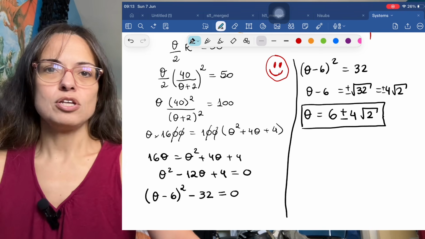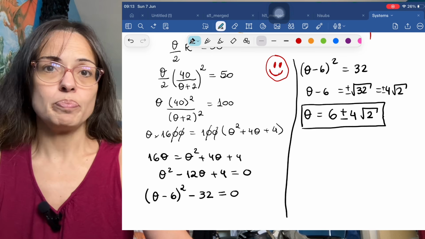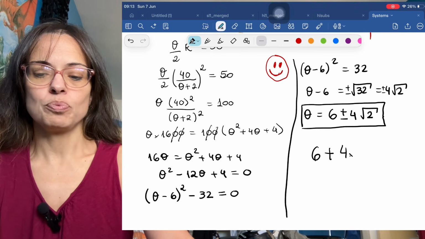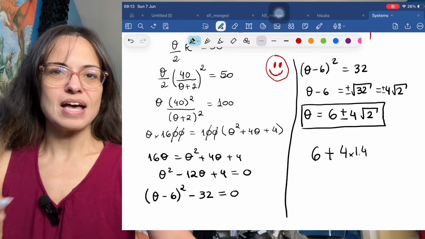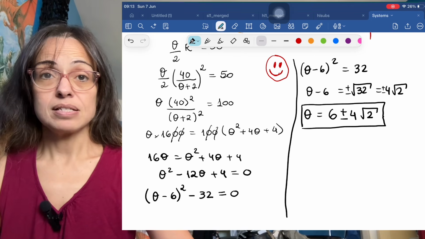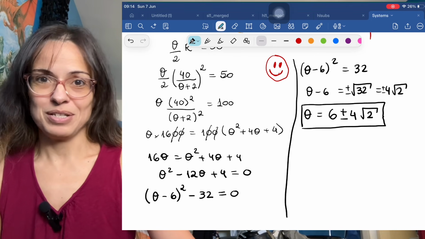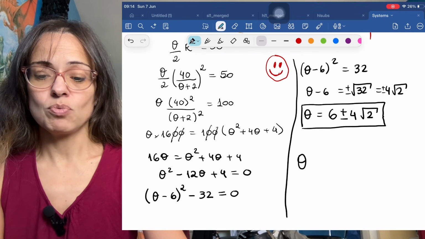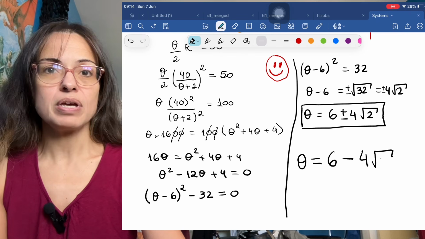And the problem is the opposite. The problem is that the solution with the plus is too big. It is 6 plus 4 times 1.4. This is almost 12. 12 radians? What is that? It's almost twice around the whole circle. So that is the wrong solution, not the one with the minus because it's positive. They're both positive. The correct solution is the one with the minus because the other one is too big.